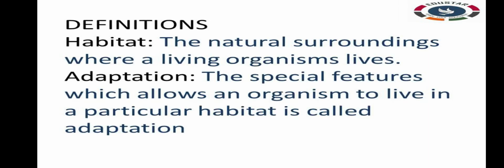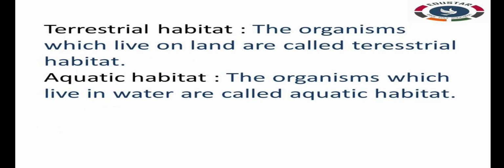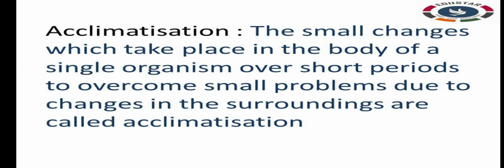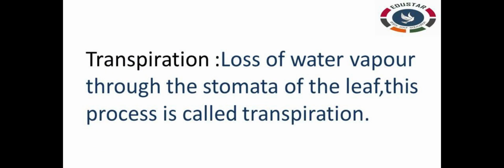Now we are going to write few definitions. I'll just say the headings. You can see the video and write all the content from the video. Habitat, adaptation, terrestrial habitat, aquatic habitat, biotic components, abiotic components, acclimatization, transpiration. So these are all the definition headings we are going to write in your classwork note. See the video and write all the content clearly without any mistakes.